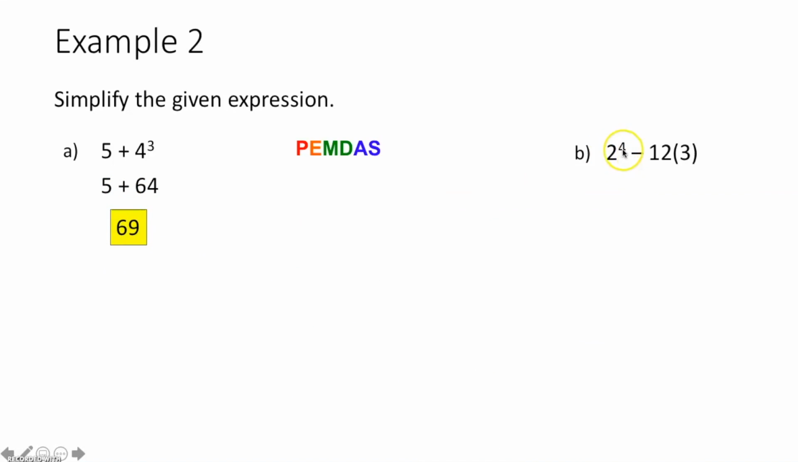We have 2 to the 4th power minus 12 times 3. So we start over. PEMDAS. Parentheses. Are there any parentheses? Yes. But remember, this is complete what's inside the parentheses. If there's just a number inside the parentheses, there's nothing to do. We're done with that step. We move on. Exponents. Yes, there is an exponent. So we have 2 to the 4th power. 2 to the 4th power is going to be 16. So now we move on.